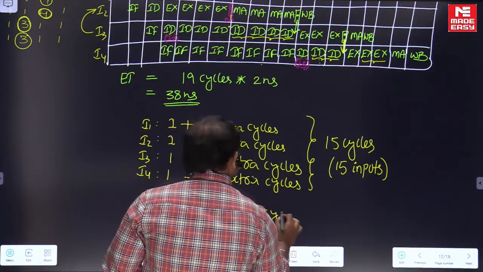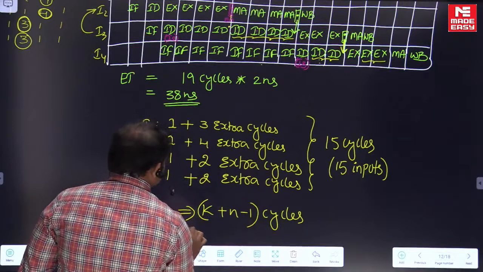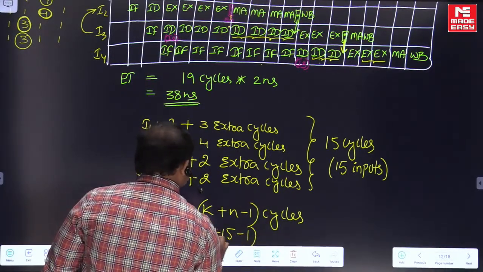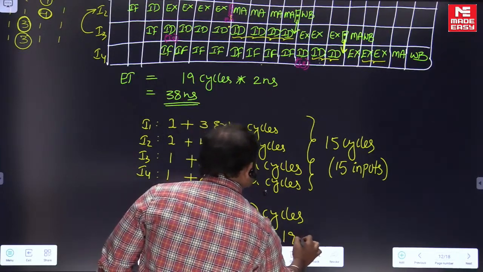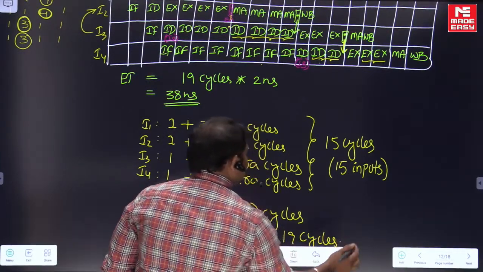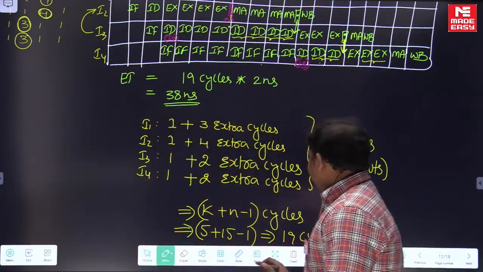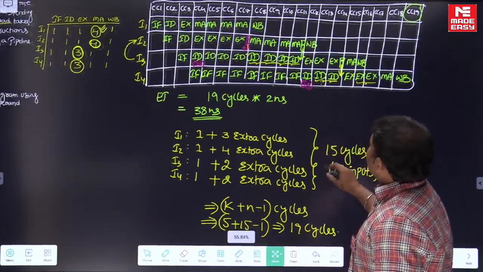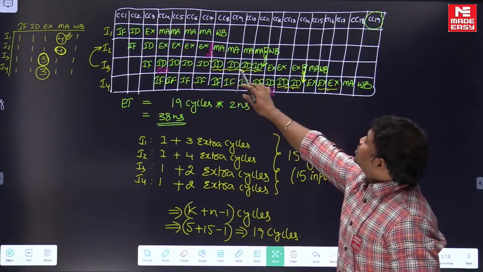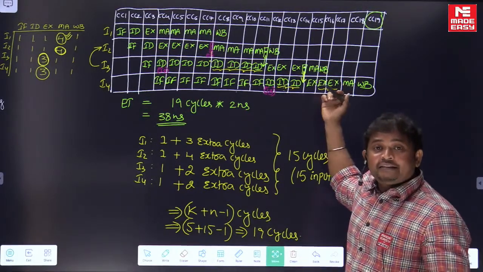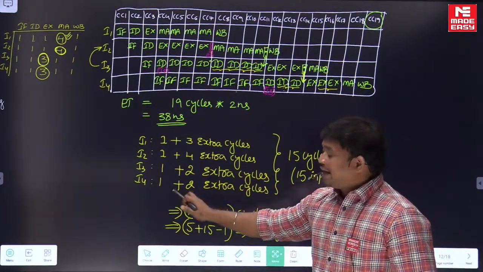Okay, cycles. So K value is how much? 5. 5 plus 15 minus 1. This is equal to how many? 19 cycles. Okay, like this also you can calculate the number of cycles. With the diagram, if you want to calculate, please solve the question using the diagram. This is the manual procedure. Once you get the perfection, you can directly conclude like this.